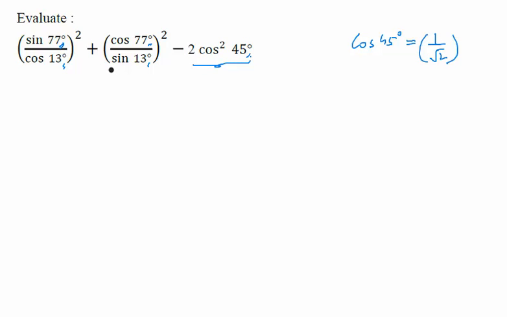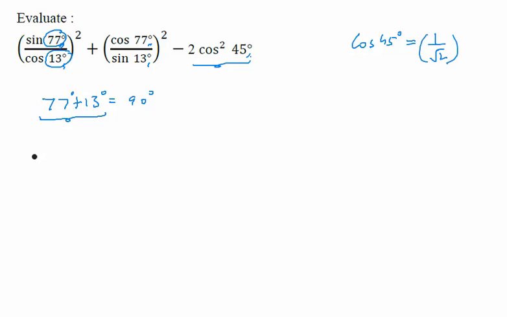But what about the first two terms? I don't know the value of sine 77 and the value of cos 13 degrees. Both values are unknown, but what you can see is that if you add 77 and 13, you will get 90 degrees, correct? Which means these are complementary angles, so I can use the property of complementary angles in this particular question. So let us try to solve this question using the property of complementary angles.